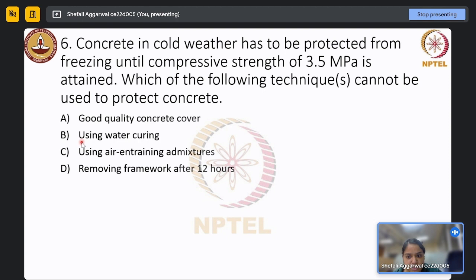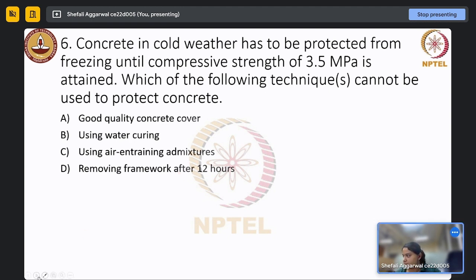So option B is wrong, and option D is also wrong, because if we are removing formwork within, sorry, the option was within 12 hours. So it should not be within 12 hours. So if we are removing formwork within 12 hours, what is happening?